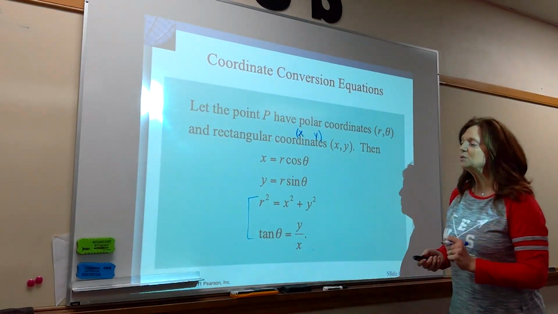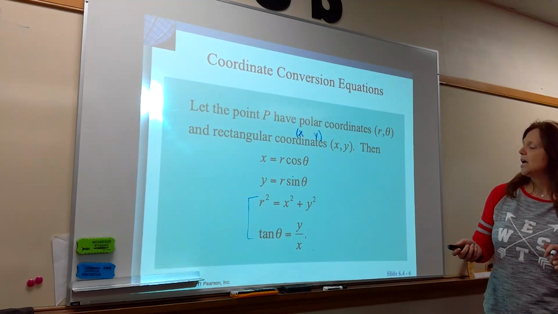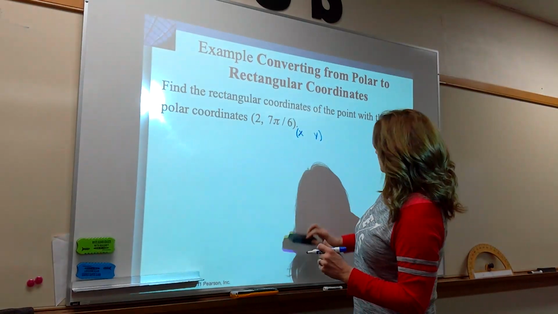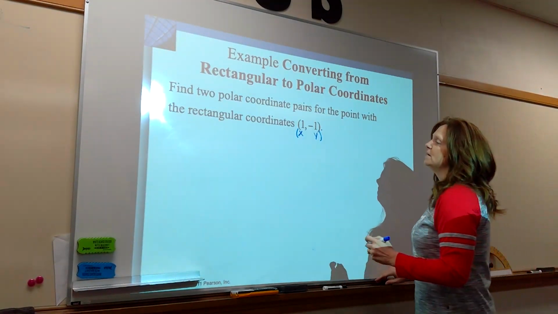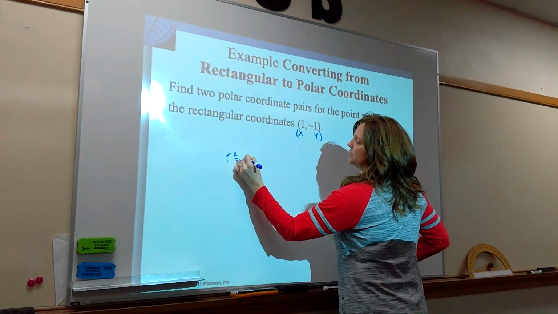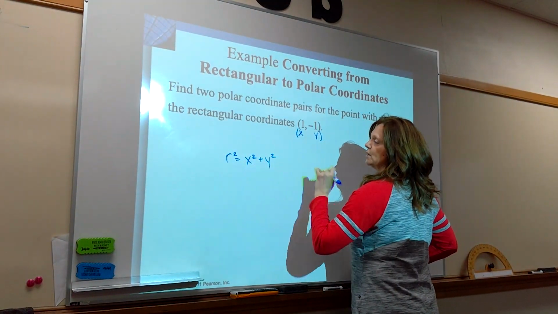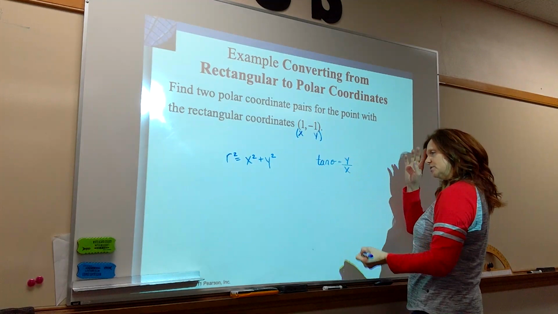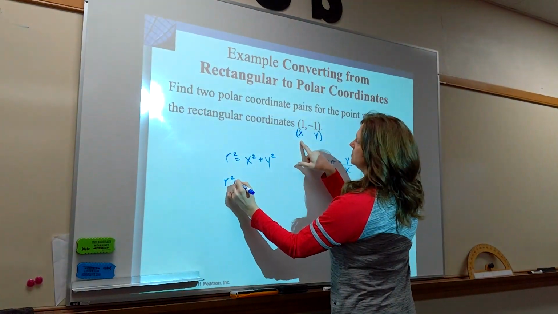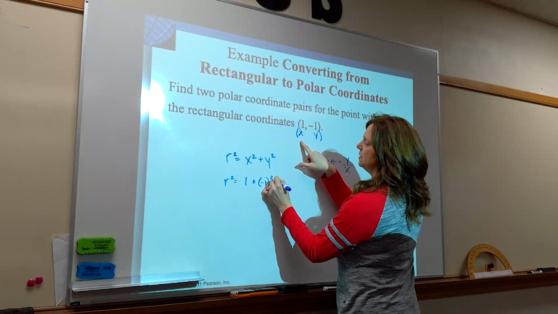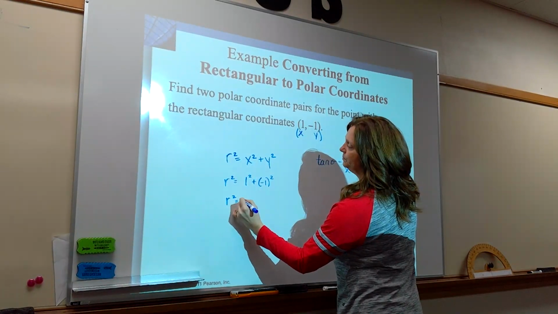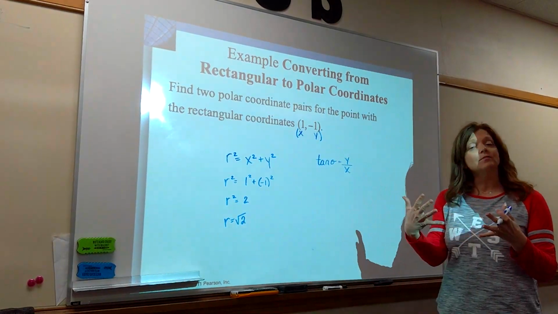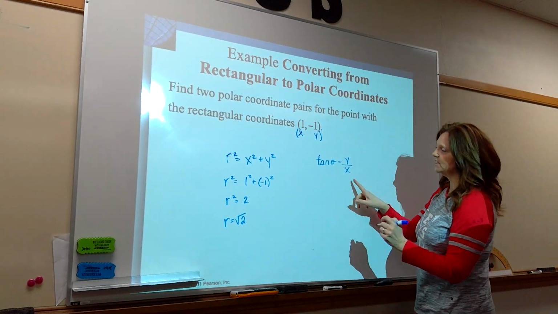So r squared is equal to x squared plus y squared, so we'll take a square root in the end, and then tangent theta is equal to y over x. So we'll just substitute in 1 and negative 1. Of course, we're going to square both of those. 1 plus 1 is 2, and so r is the square root of 2, and you can leave it as that, or just give me the decimal approximation of 1.414, that's fine.